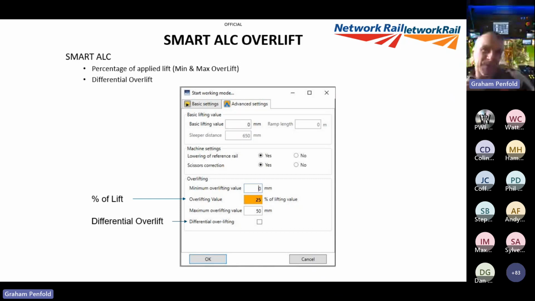It's not a method I really like using, the percentage of the lift. I would much prefer this second method and a couple of other methods, which I'm going to explain in a bit. And differential overlift is something relatively new because we haven't had these machines very long, but I think it's a much better way of applying overlift. So you would click the box for differential overlift, and you would put your percentage in of how much differential overlift you wanted to apply. Now, you would almost certainly always apply 100% using differential overlift, and I'll explain why now.